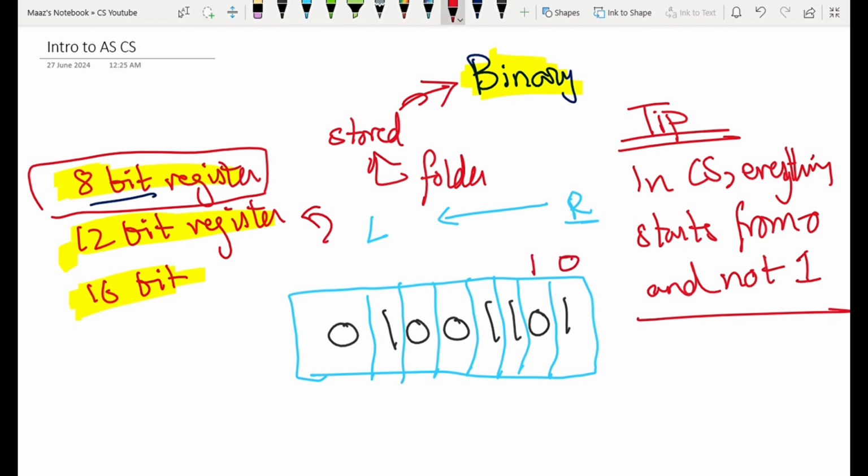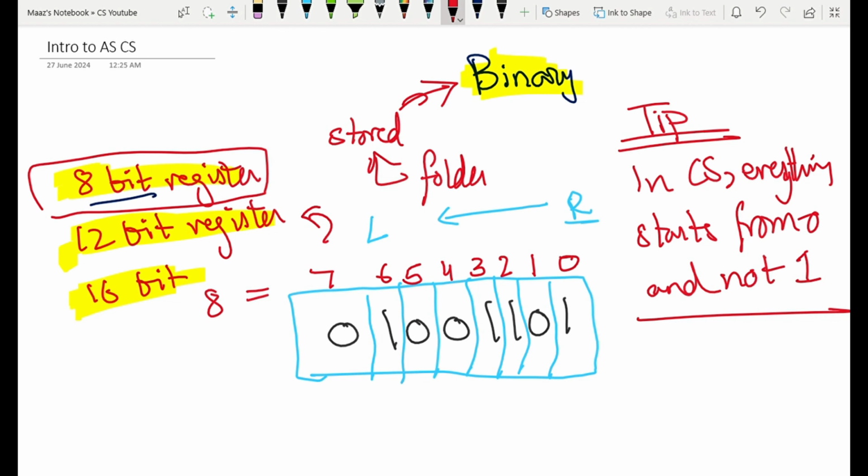Then we have this as position 1, this is position 2, this is position 3, this is 4, this is 5, this is 6, and this is position 7. So we count this as also an individual position. So 1, 2, 3, 4, 5, 6, 7, 8, total 8 positions or 8 bits.